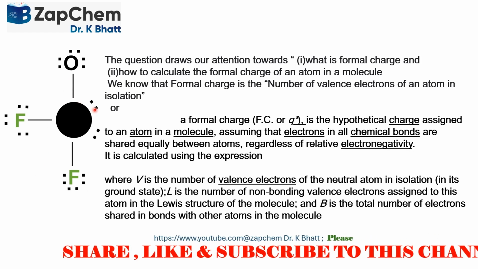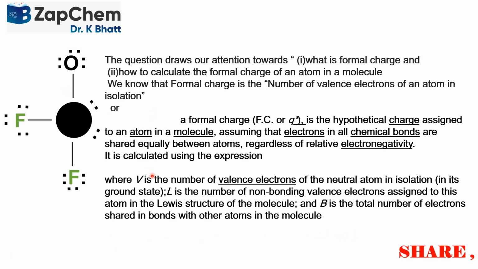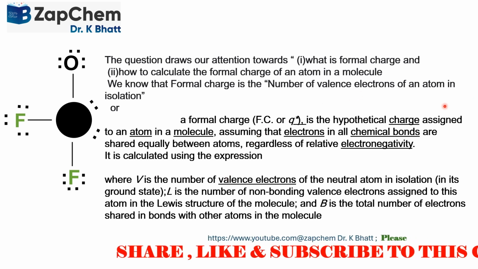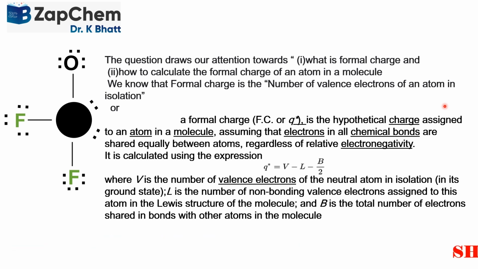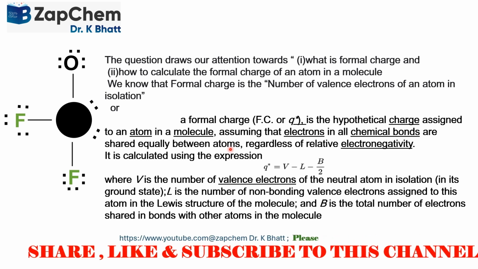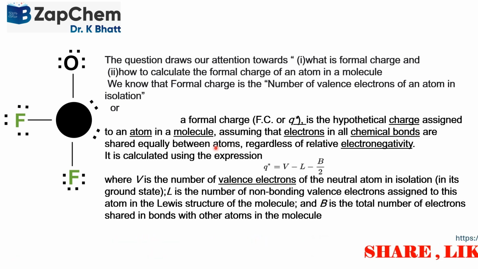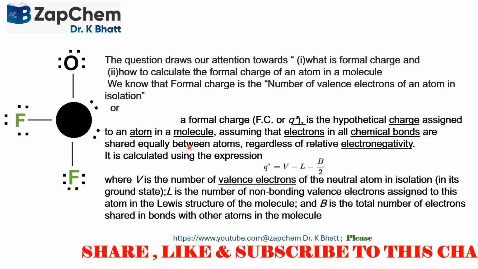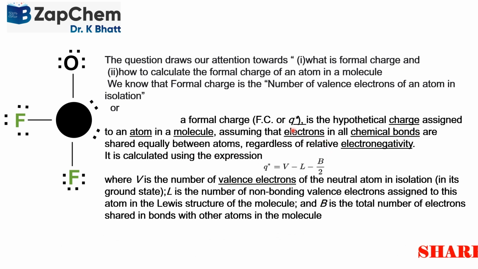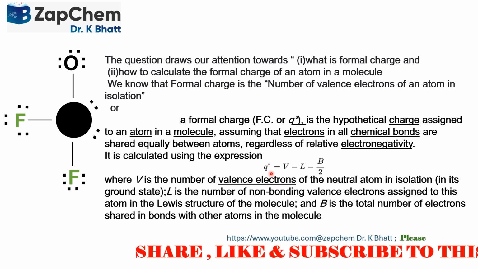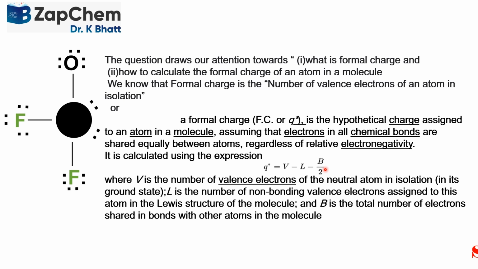What is formal charge and how it is calculated has to be determined. Formal charge is nothing but the number of valence electrons of an atom in isolation. In isolation means when they are separate. Even though different atoms are present in a molecule, regardless of their electronegativity, we calculate the formal charge using this relation. Formal charge is represented as Q star equal to V minus L minus B by 2.